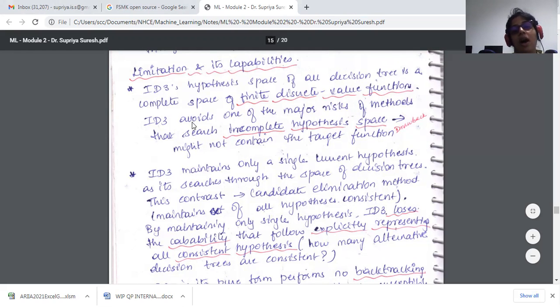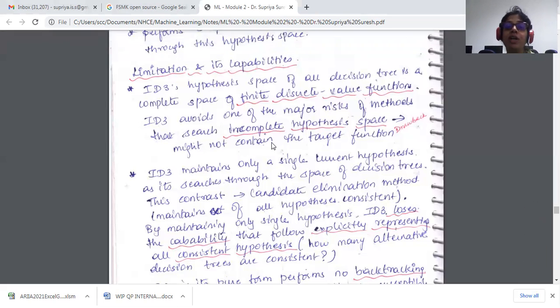But ID3 avoids one of the major risks of methods that search incomplete hypothesis spaces, because ID3 has a capability of overcoming incomplete or inconsistent training data. It has the possibility of using the error pruning technique or the rule post pruning technique, because whenever it finds that some of the data is missing or irrelevant, it converts that into a leaf node and continues with the rest, like error pruning or rule post pruning. So it does not have that major risk with incomplete or inconsistent data. These are certain features of the ID3 algorithm.